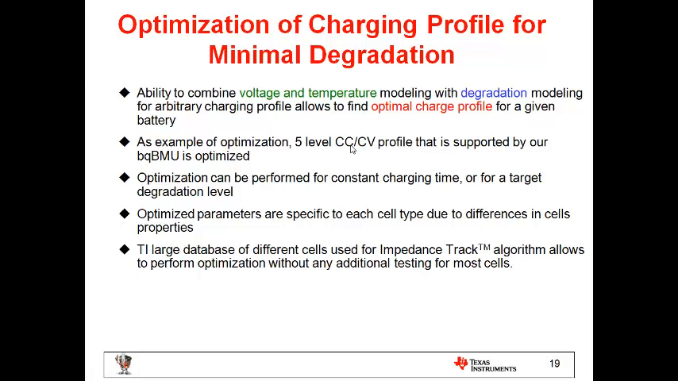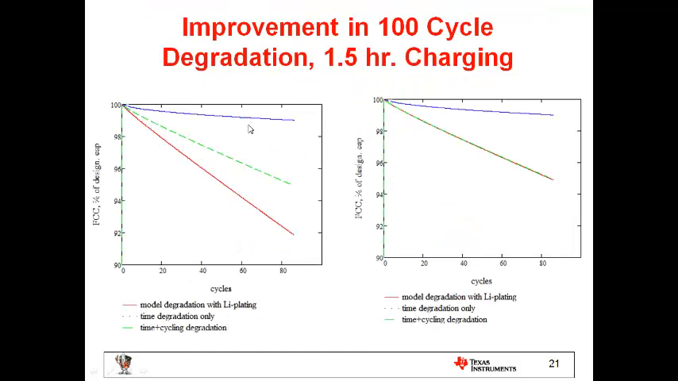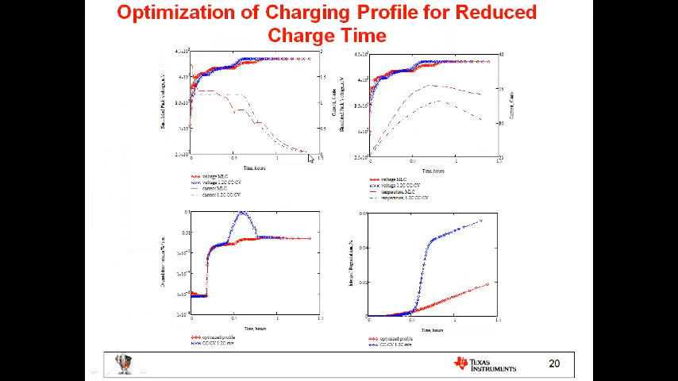So let's look at what it did for 5-level CCCV. Here is a comparison of the 1.2C charge rate case that we were discussing earlier. You can see there's about 1.3 hour charging, constant current and then constant voltage. That is the case where we had a high degradation. And the optimized profile results in about the same charge time, but it has some significant differences.